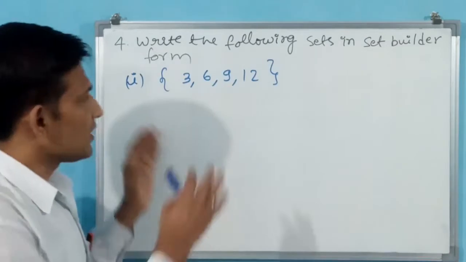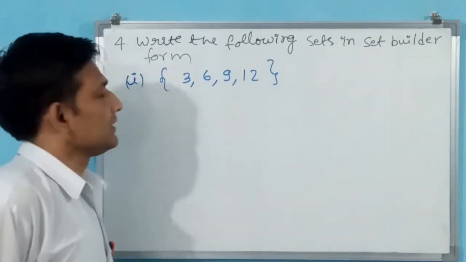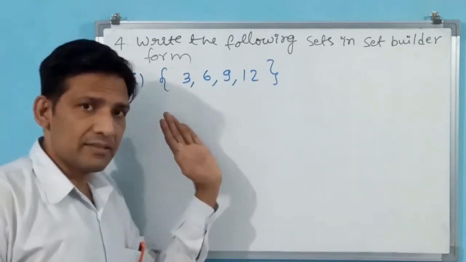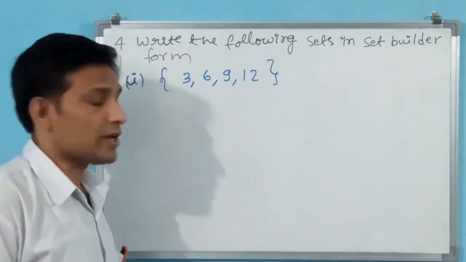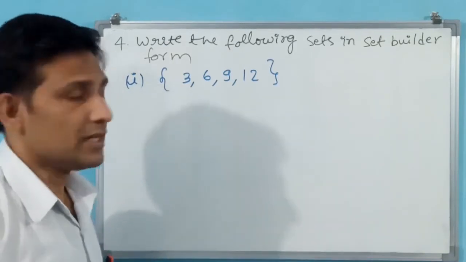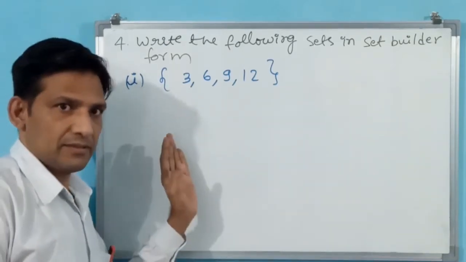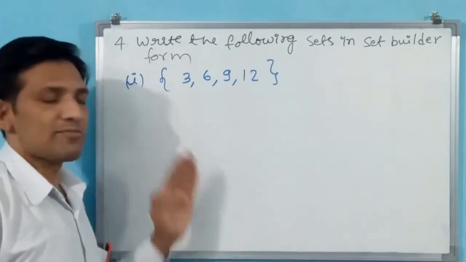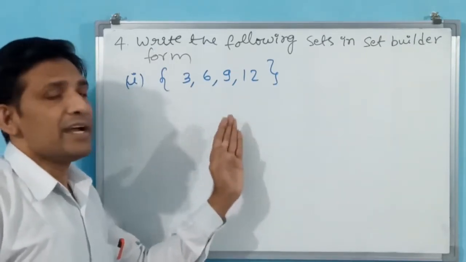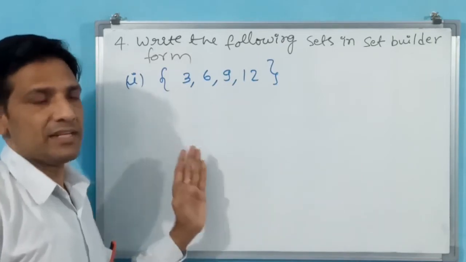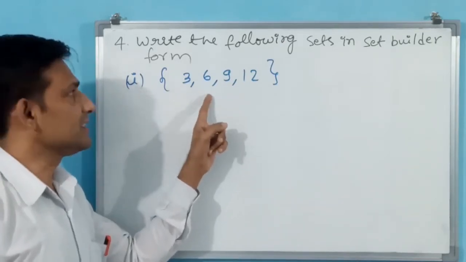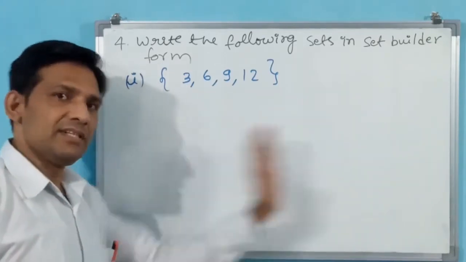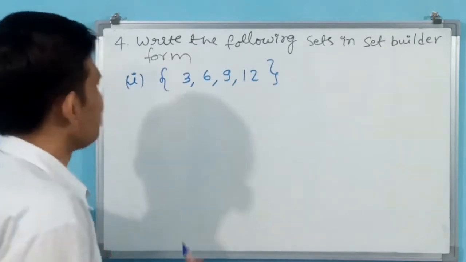Before writing, first observe what is there in this set. 3, 6, 9, 12 are there. These are not normal natural numbers or whole numbers or integers. Some pattern is seen here. What pattern are we seeing? If you observe clearly, it is the table of 3. 3 ones are 3, 3 twos are 6, 3 threes are 9, 3 fours are 12, like that. Then we have to write the 3 table. See how we are going to write it.